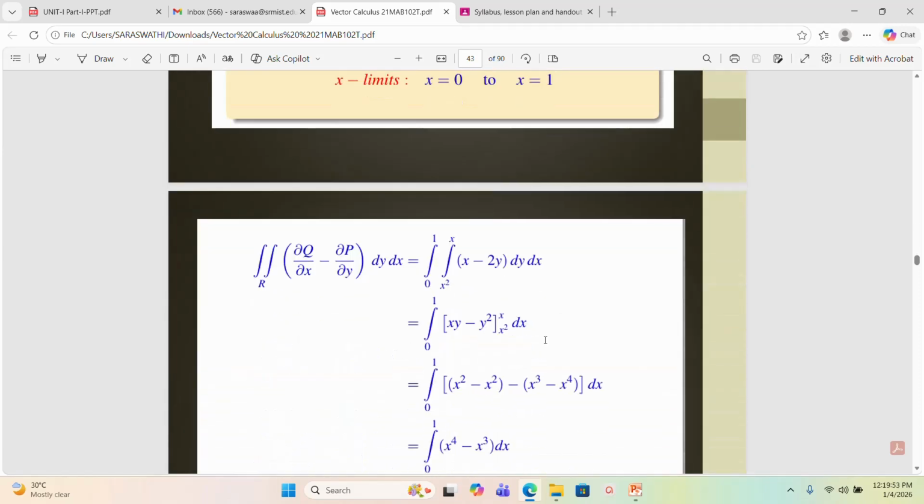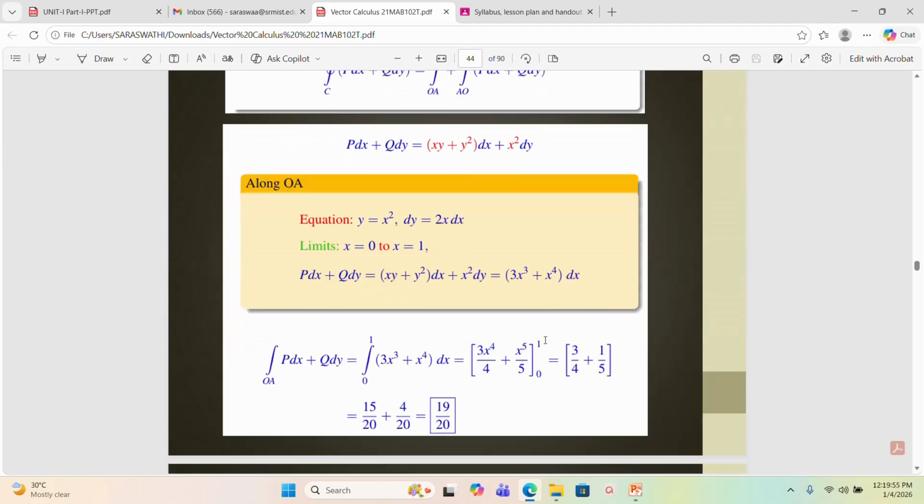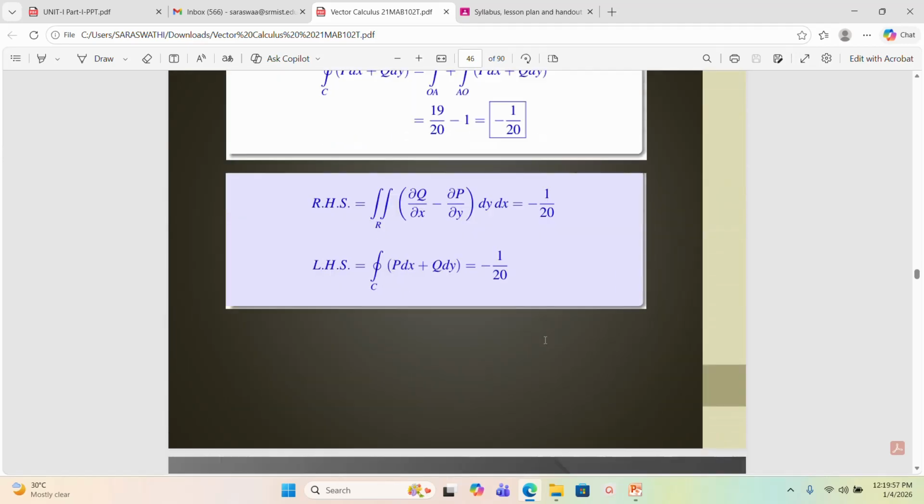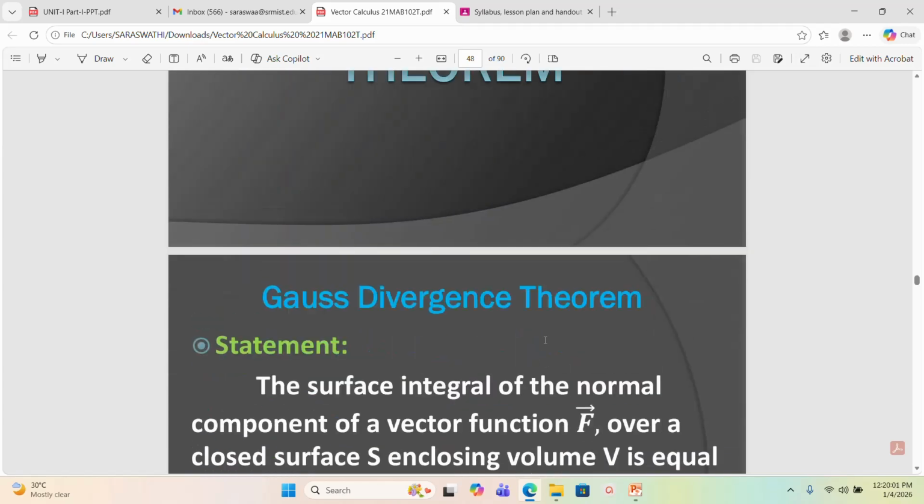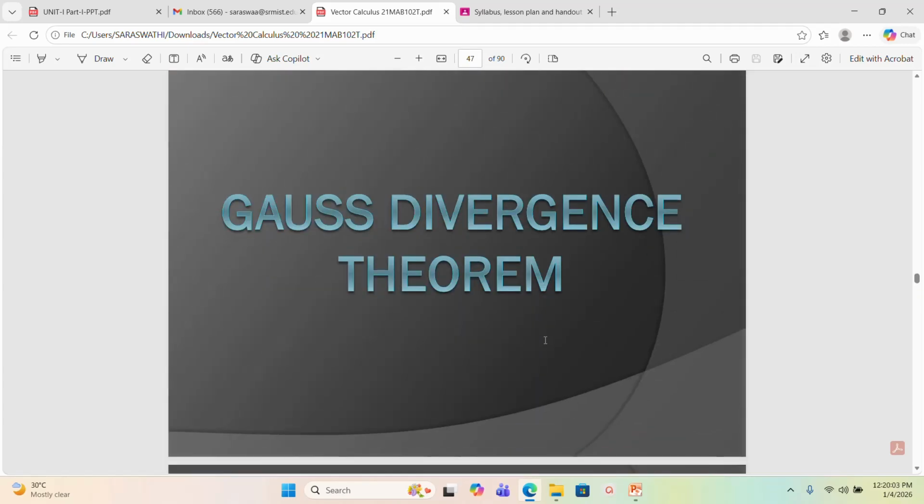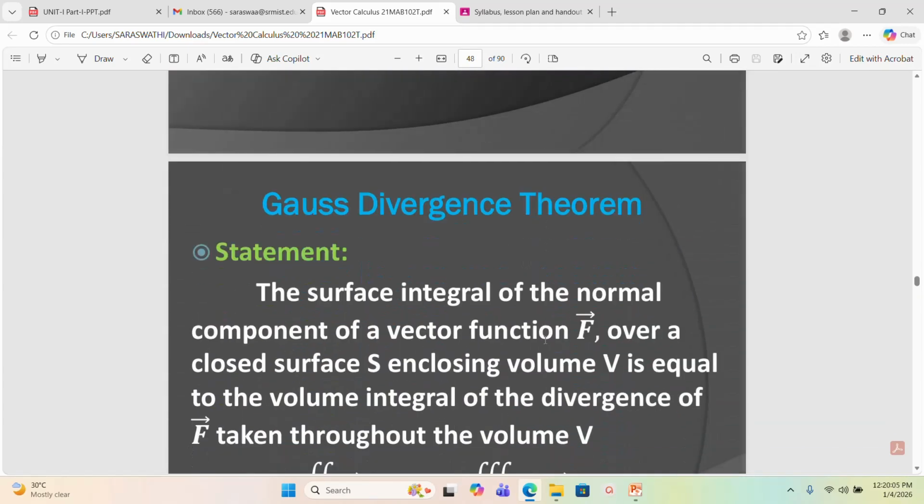The next is the Gauss divergence theorem. Here Gauss divergence theorem.